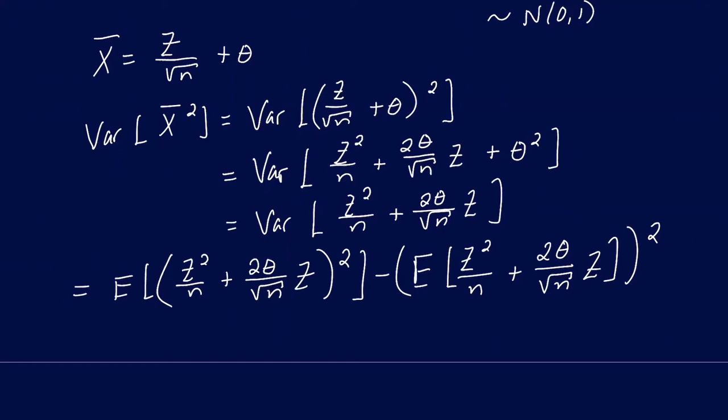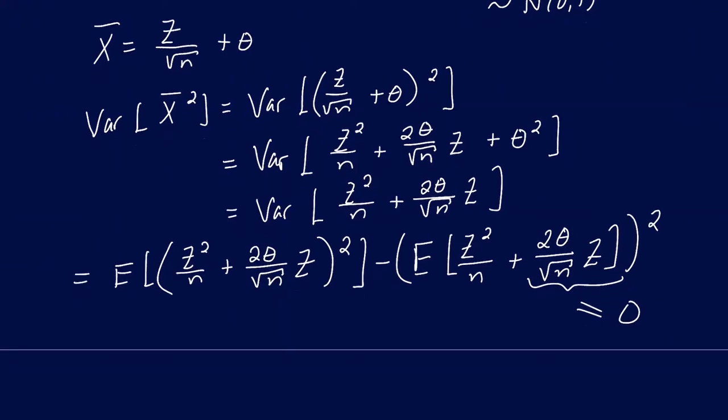But one thing I want to note over here is this expectation will distribute, and that second term has expectation 0, because if you take its expectation, the coefficient will come outside, and the expected value of a normal 0, 1 is 0. So this expectation will give us 0. That notation is maybe not so great. I'm not saying this is 0. I'm saying the expected value of that is 0.